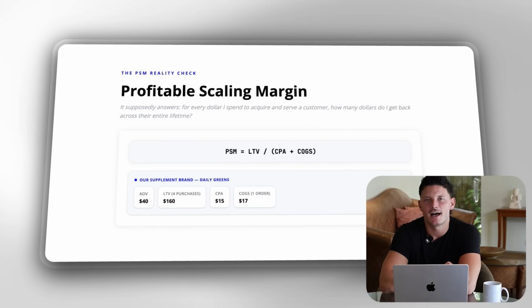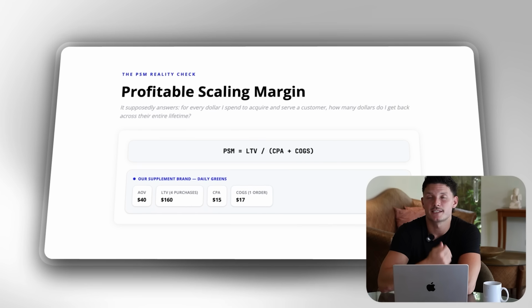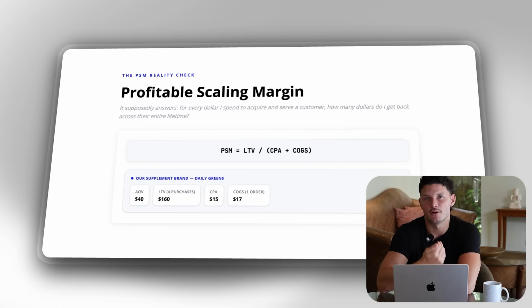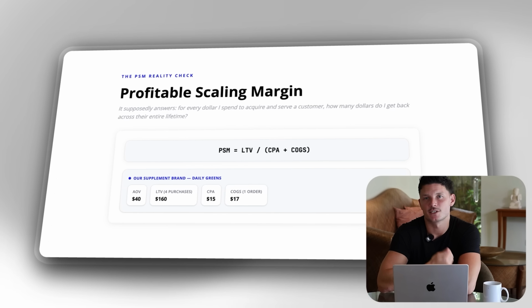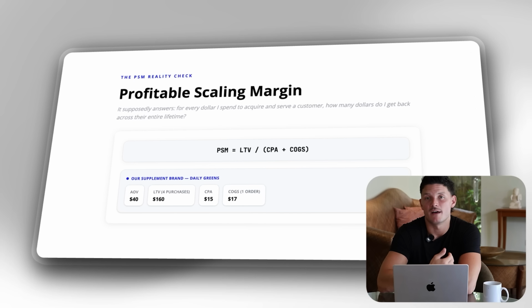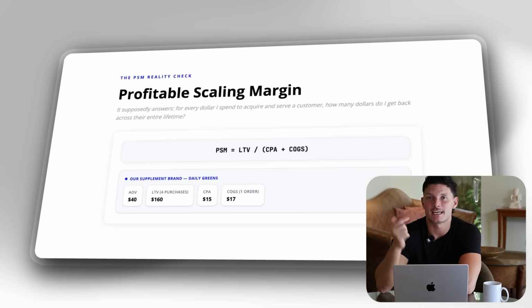So on one side, you have lifetime value. On the other side, you have the total cost to get and fulfill that customer's orders, represented by cost of goods sold and CPA. Where PPP tells you if you're making money today, PSM supposedly tells you what you can do next. So let me break this down.